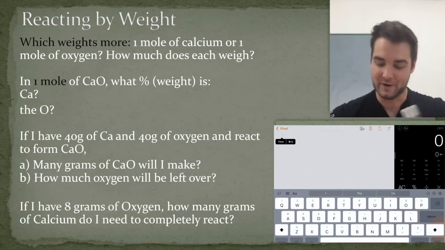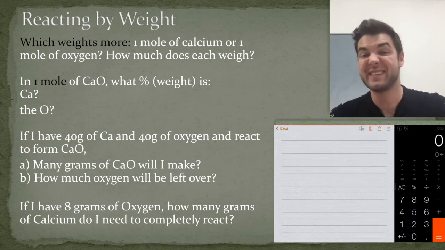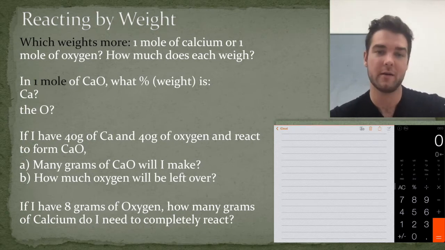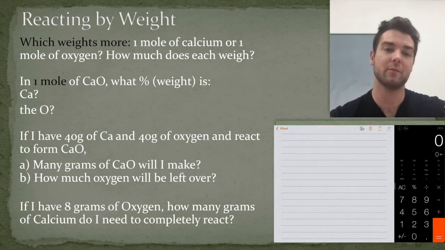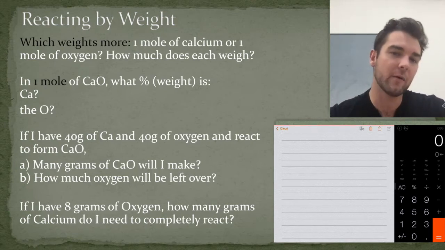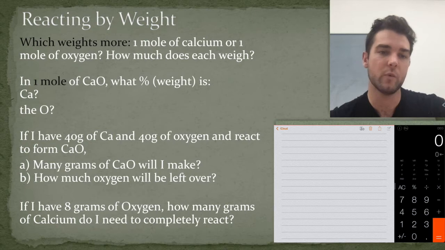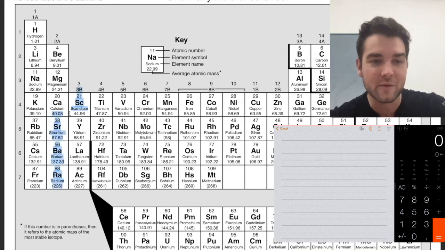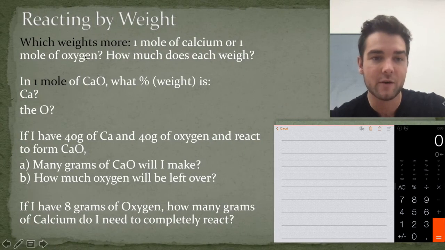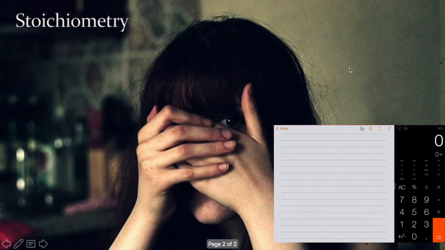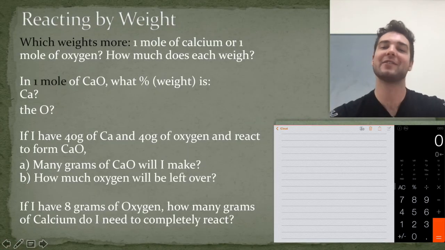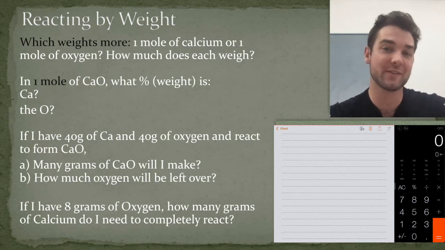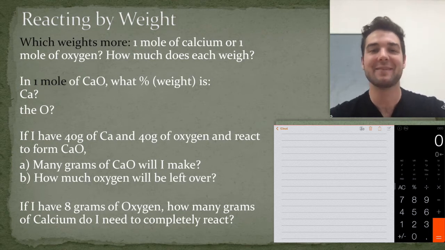The reason I've been talking about sandwiches is because this is exactly what you would do with elements, except replace the peanut butter with oxygen, replace the bread with calcium. In 1 mole of calcium oxide, what percentage weight is the calcium? Actually, let's go back. How much does 1 mole of calcium weigh? Let's go to our periodic table. 40. Let's round that down to 40. And what about the oxygen? 16. So you can see the reason I chose those figures is because to react calcium with oxygen is very similar to making a peanut butter sandwich.